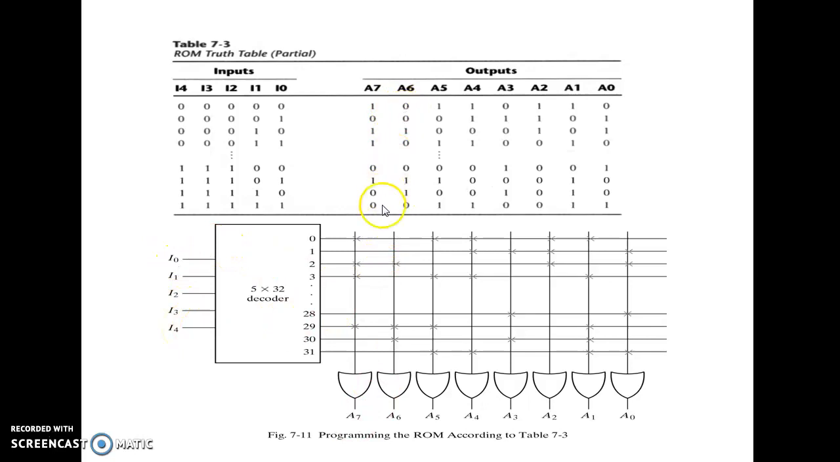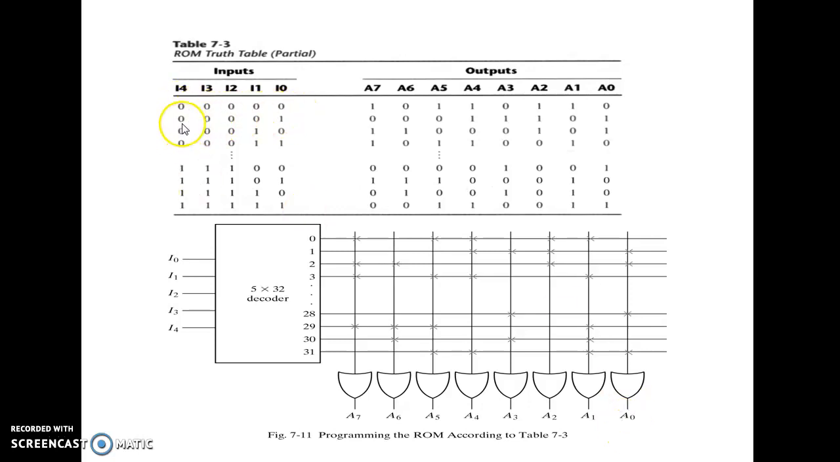Similarly, what about A6? A6 is not connected to this particular output. There is no cross mark, so the output would be 0. Similarly, A5 is connected, so if it is connected, 1 is transferred to A5. That's why A5 is 1. Similarly, A4 is connected. A3 is not connected, so output is 0. And A2, A1 are connected, so outputs are 1. And A0 is not connected, so output is 0. So this is for the 5 zeros combination.